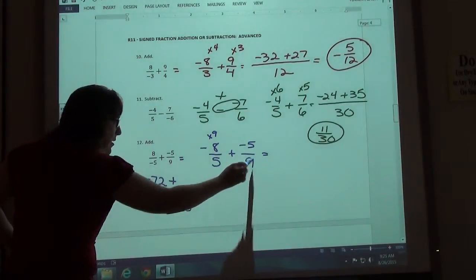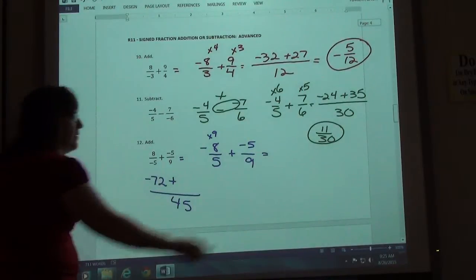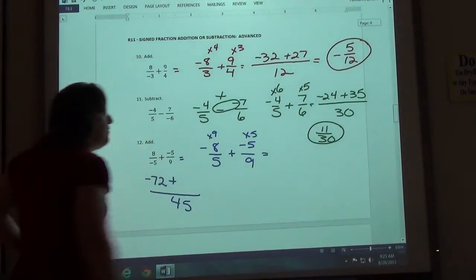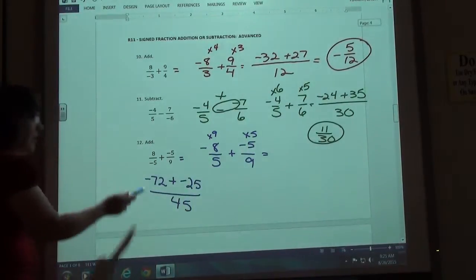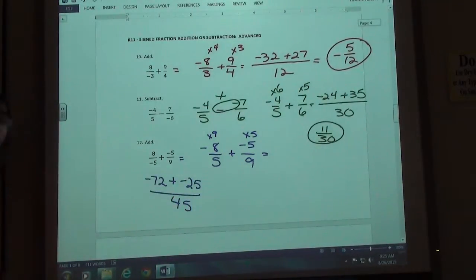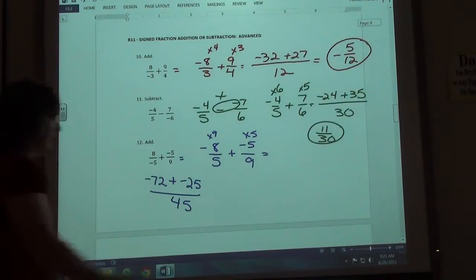Plus 9 goes into 45 5 times my negative 5, negative 25. So we have a negative 72 plus a negative 25, which is negative 97.